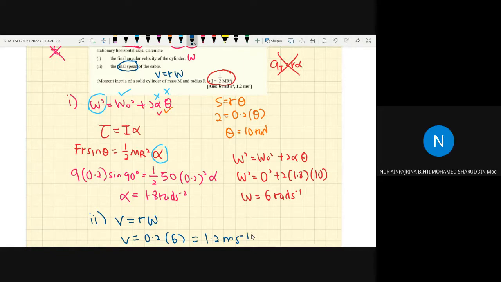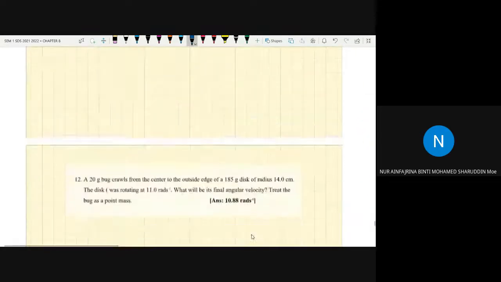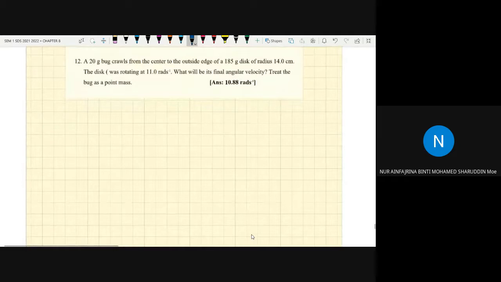Okay, are you guys done with this one? Or do you still need to look? Done. Okay, good. So if you guys are done, let's proceed with number 12.